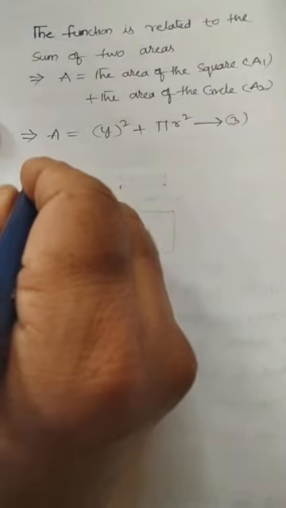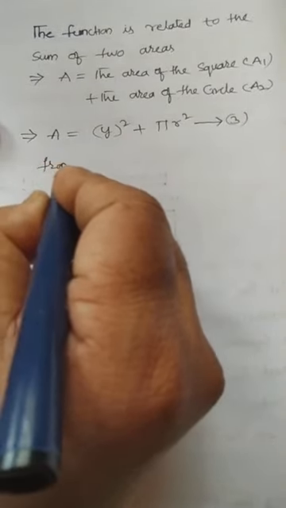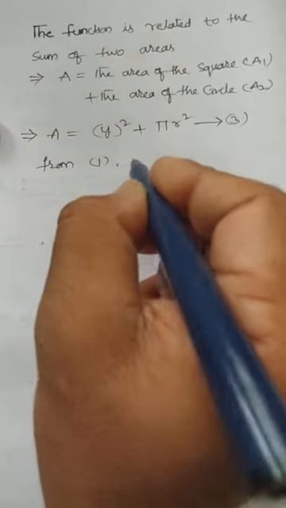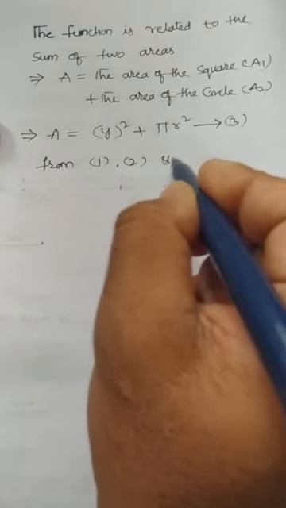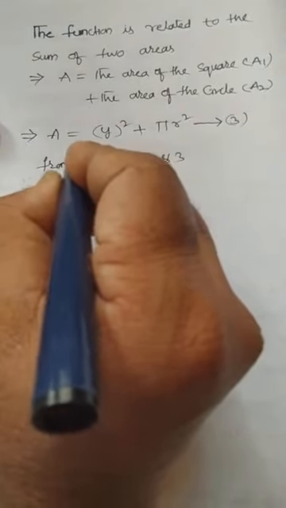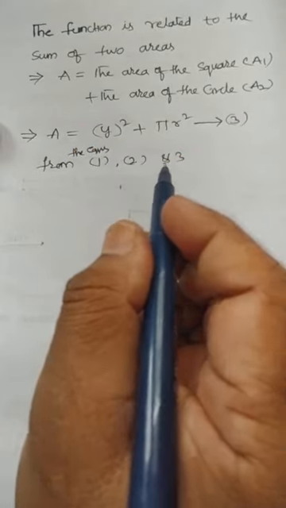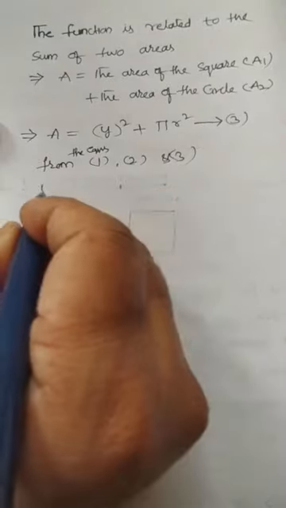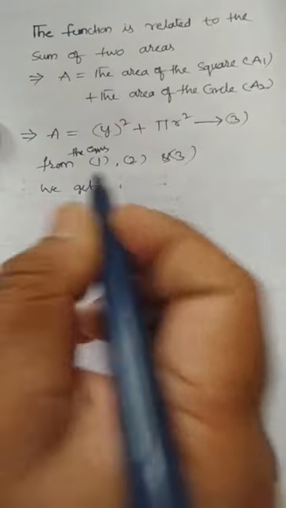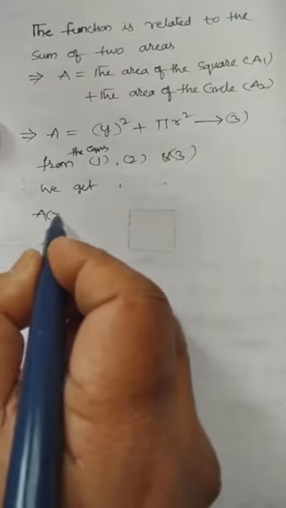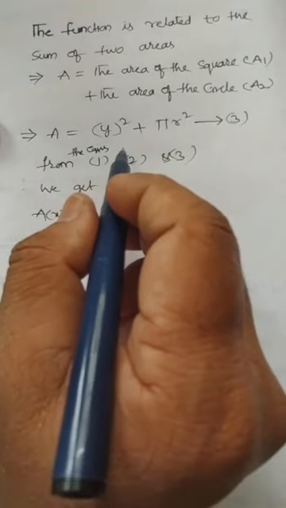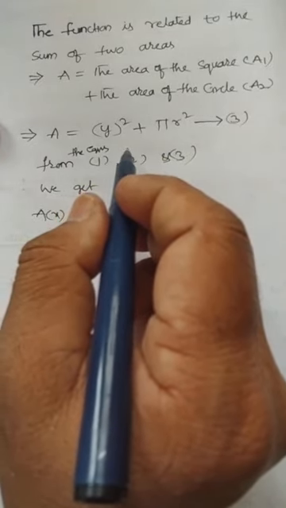From equations 1, 2 and 3, we get the function in terms of x only. A of x equals, in place of y, I am going to substitute what?